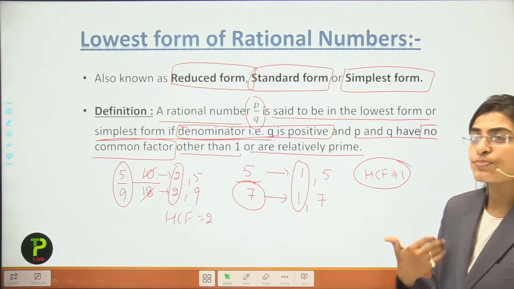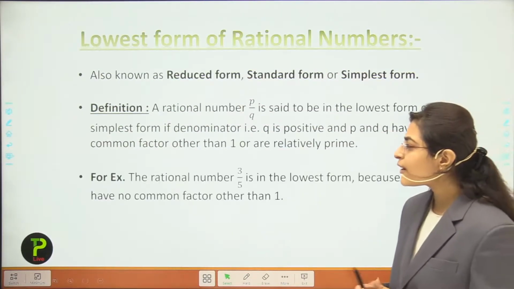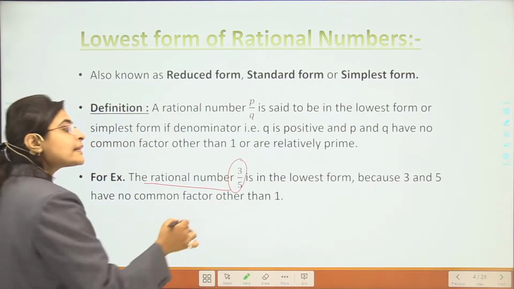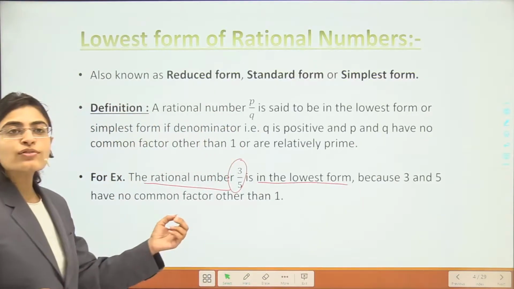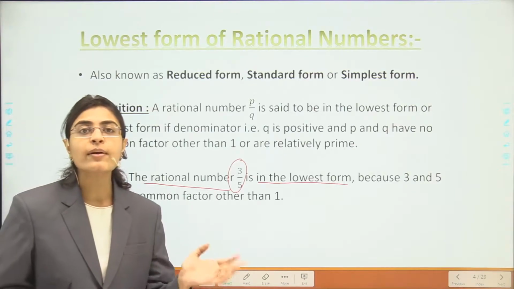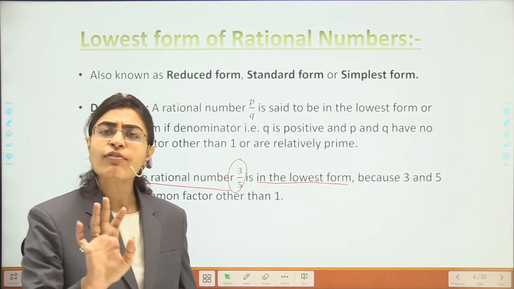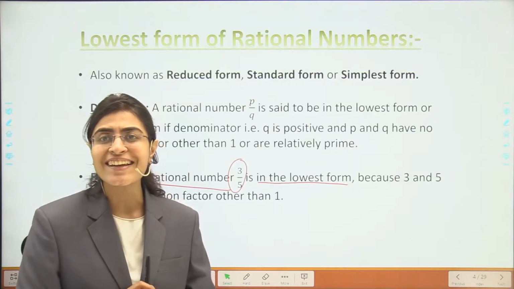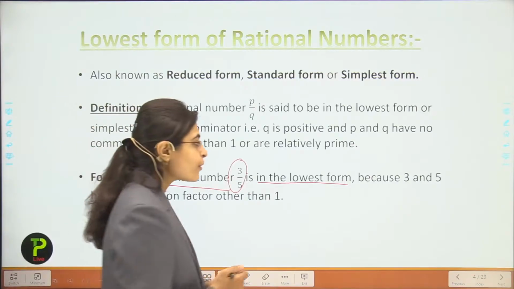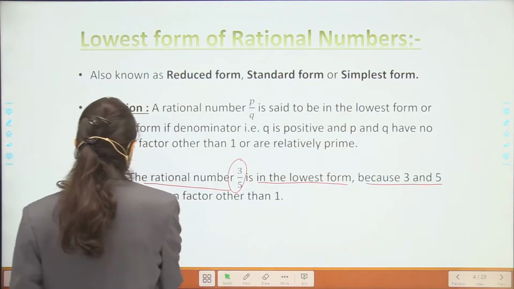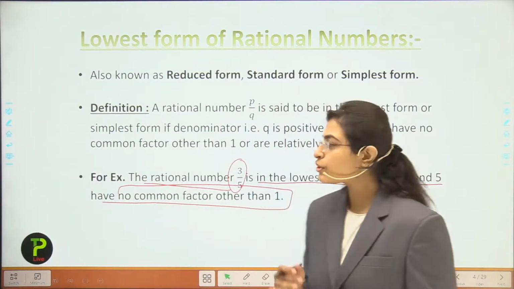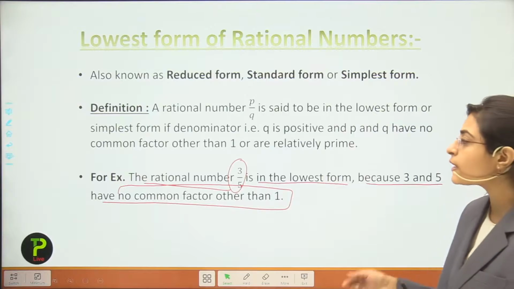Let's move to the next point. There is an example given to us, the rational number 3 by 5. 3 by 5 is in the lowest form because 3 and 5 can't be further cut. 3 comes in a table of 1 and 3, 5 comes in a table of 1 and 5. So 1 is the only common factor between them, which means they are in the lowest form, because 3 and 5 have no common factor other than 1. I hope this example is clear to you. Let's move to the next example.